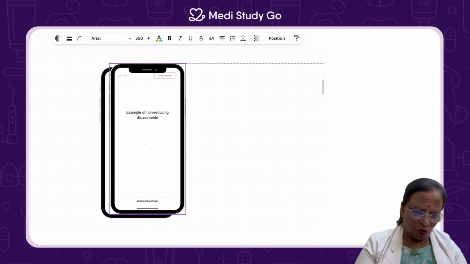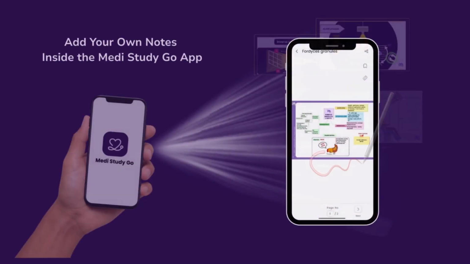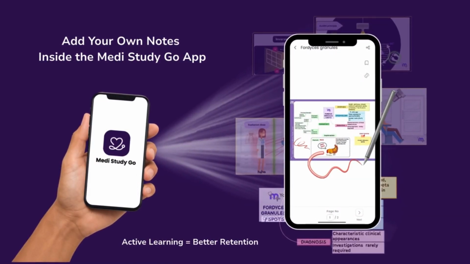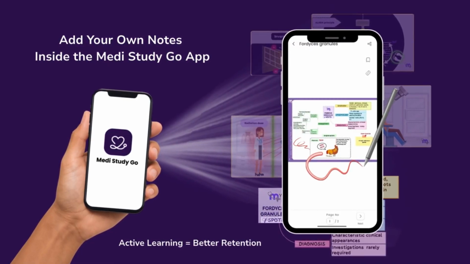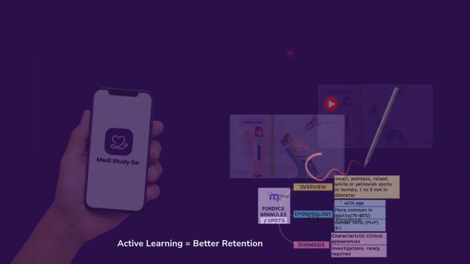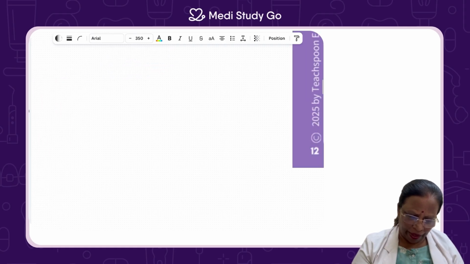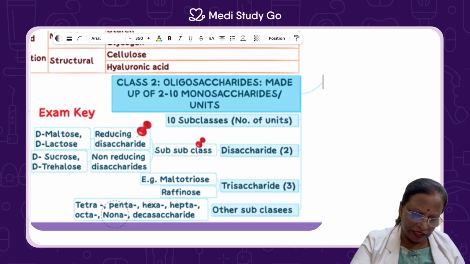Sucrose. So this is a flashcard and our app has the facility for you to create your own flashcards. It also has the facility for you to highlight or underline when you're studying using the mind map. Let us just briefly have a look at the mind map and see how exactly the oligosaccharides is represented.